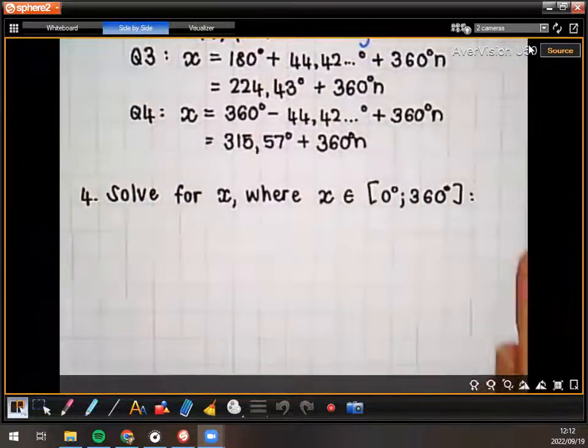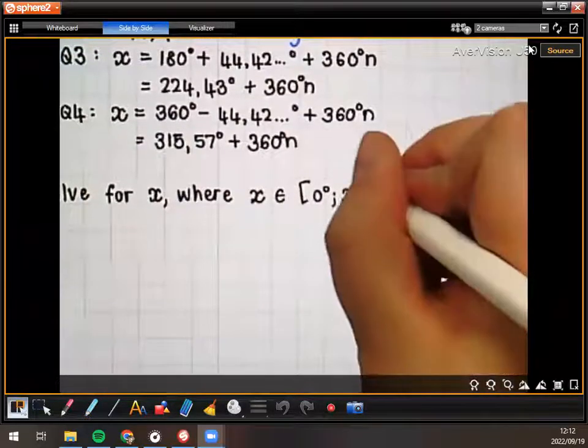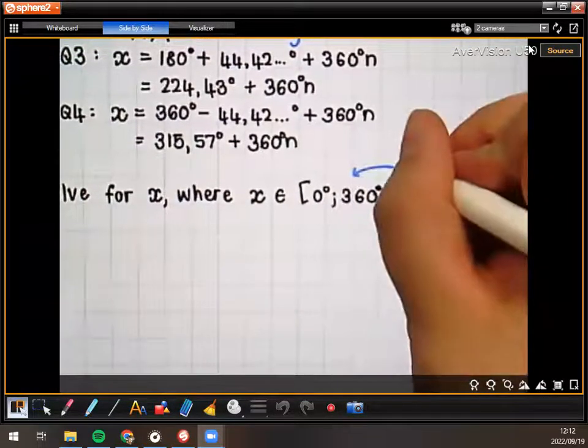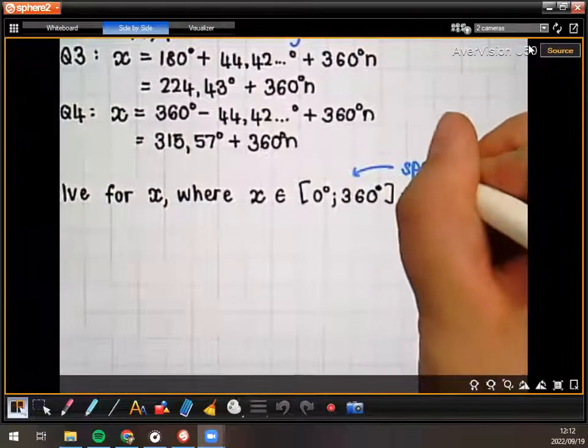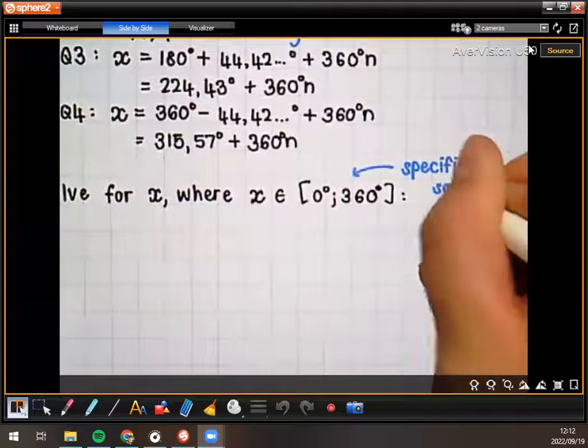Guys, if they specify, right, if they don't just say solve for x, they're now saying x must be between 0 and 360. We call this a specific solution question. All right, we've done general solution. Now these are specific solution questions.